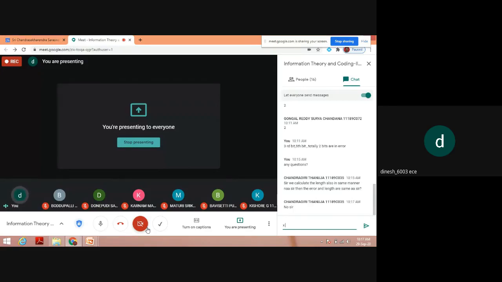Can we calculate the length also in the same manner? For example, if X is having 5 bits, Y is 5 bits.